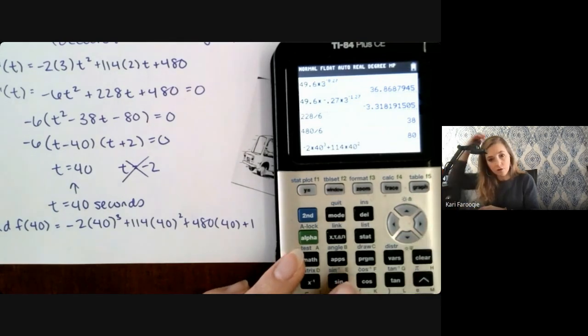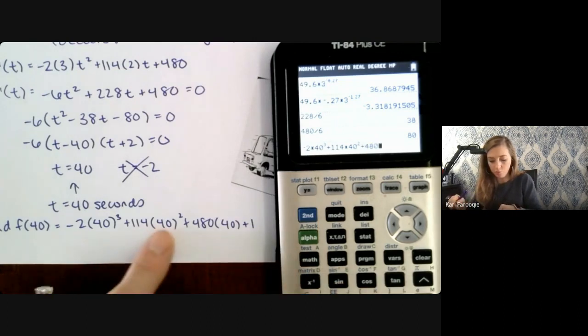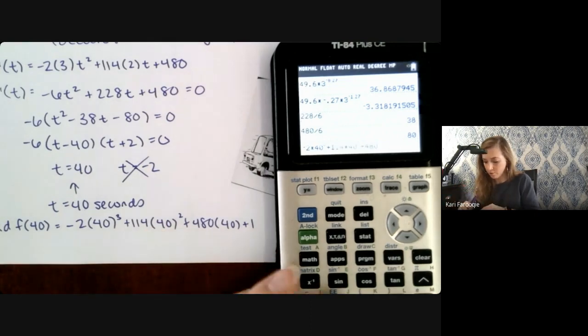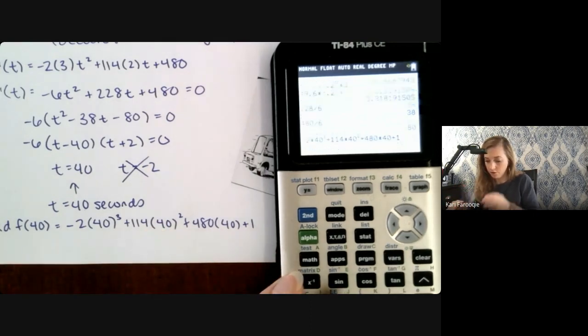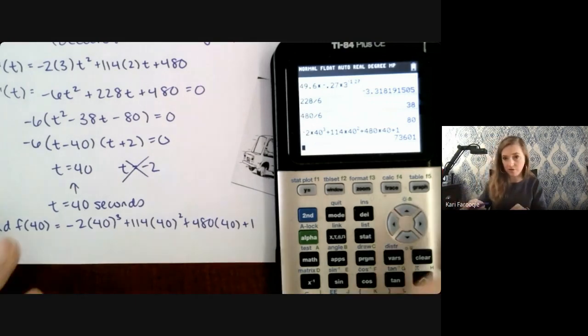Again, if you enter this correctly, your calculator will do the order of operations properly. Don't multiply 114 times 40 and then square it. That's not the same thing. Plus 480 times 40 plus 1. And you get 73,601.